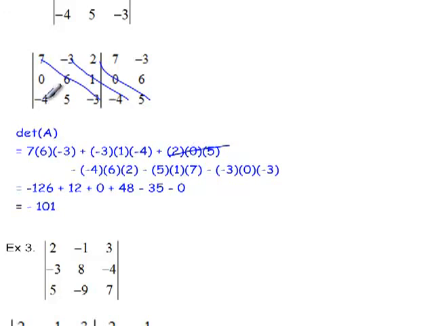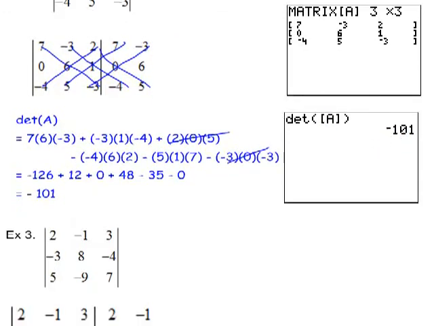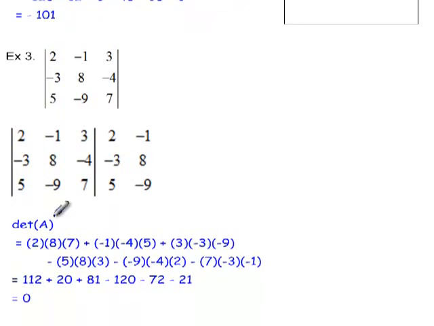And then minus the other group. Negative 4 times 6 times 2, minus 5 times 1 times 7, and minus negative 3 times 0 times negative 3. So you know this will drop out also. So 7 times 6 times negative 3 is negative 126. 3 times 4 is 12, but it's positive, plus a 0, and then plus 4 times 6 times 2 will give you 48, minus 35, minus 0. So the answer is negative 101. Again, I did the screenshot of the calculator, put in the matrix, and also the determinant is negative 101.